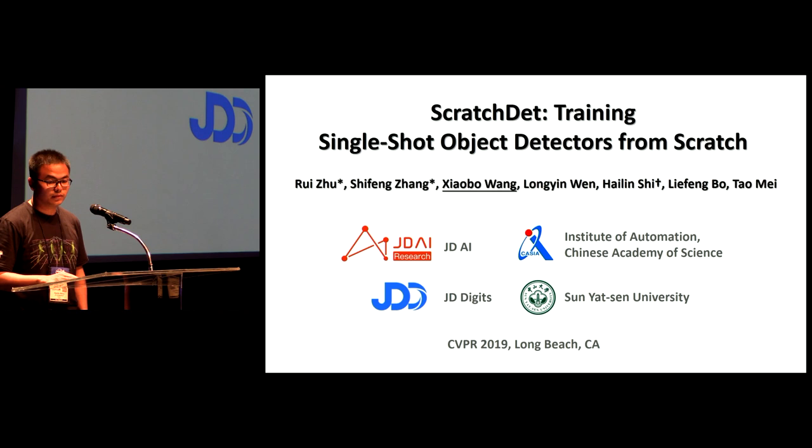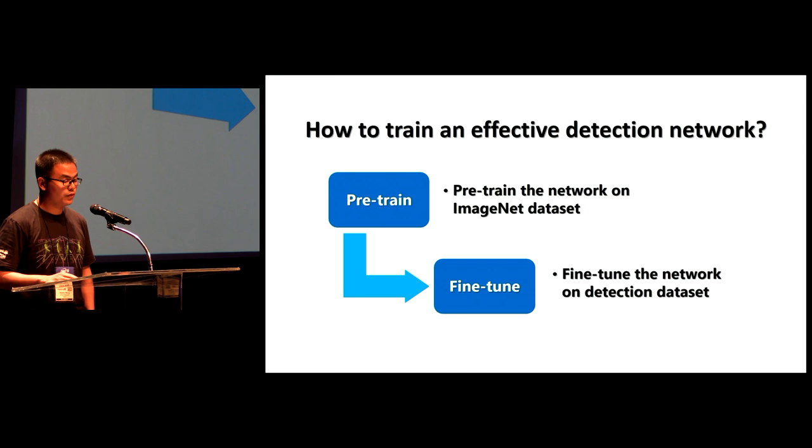First, let's review the common steps for training an effective detection network. It mainly contains two steps. First, we pre-train the network on ImageNet datasets. Then we fine-tune the network on the target detection datasets.